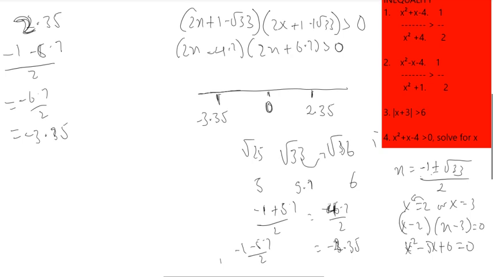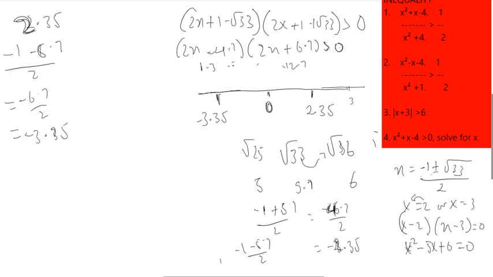So now let's try. We're going to first try a number that is greater than 2.35. Now 3 is greater than 2.35, right? So let's put 3 here. We put 3 here, we have 6 minus 4.7, we have 1.3, and then we put 3 here, we have 6 plus 6.7, we have 12.7. If you multiply these two, it is going to give you a number greater than 0.